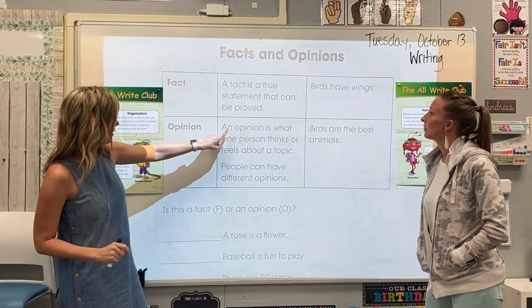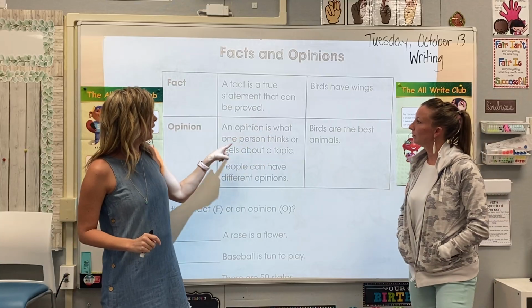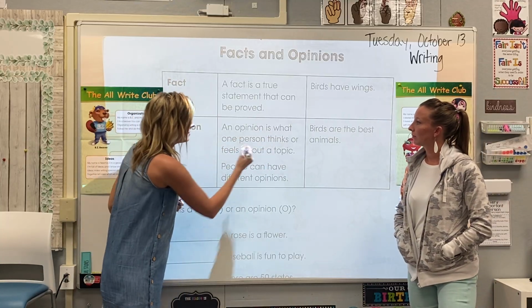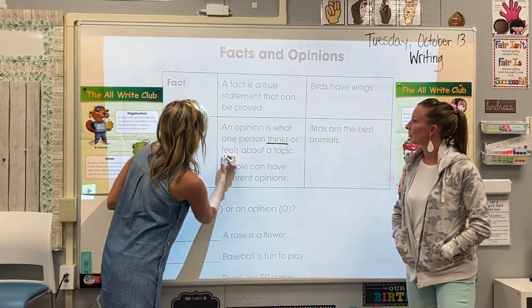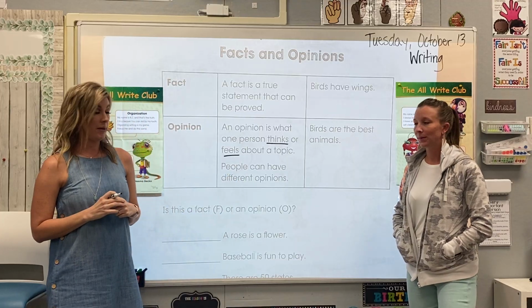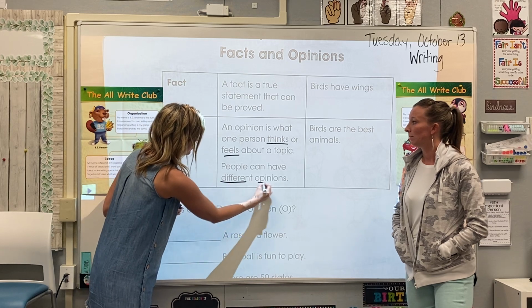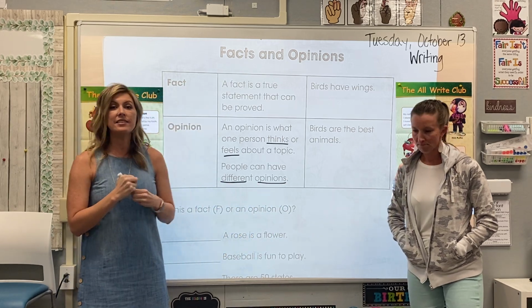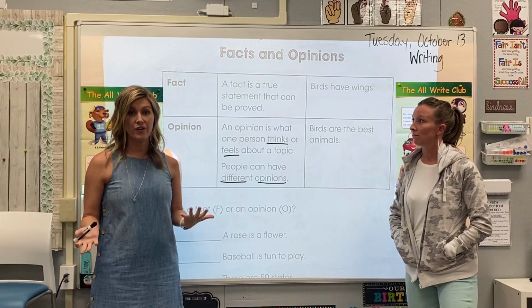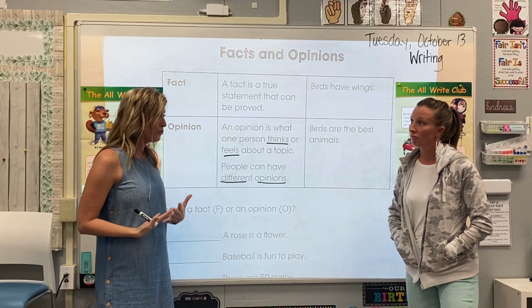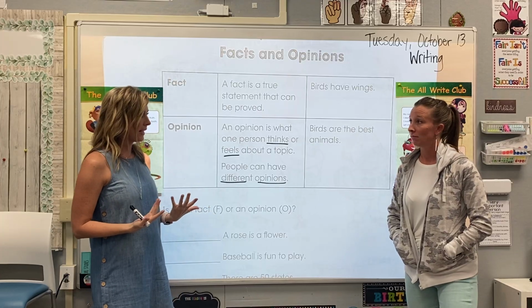Here is the definition. An opinion is what one person thinks or feels about a topic. People can have different opinions, okay? And it doesn't say anything about it being proven. I cannot always prove an opinion. Most of the time I can't.